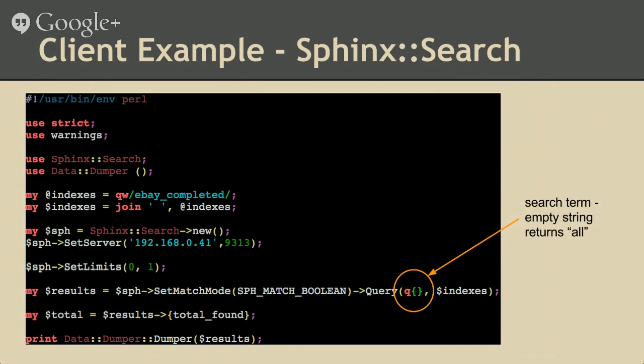An empty string will tell Sphinx just to return all results. However it's getting ordered, I just want the very first result based on the set limits. And then this dollar indexes can accept a comma delimited string of your native indexes. In this example, I'm just using the eBay completed. But if I set up multiple indexes, I would create a comma delimited set of those indexes. So again, this is how you would partition data within Sphinx.